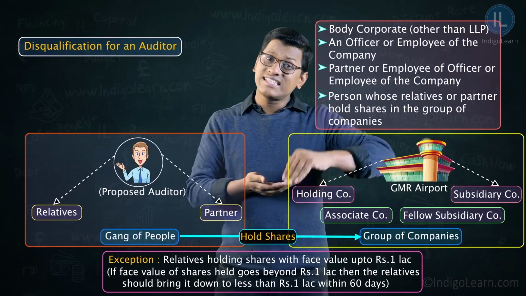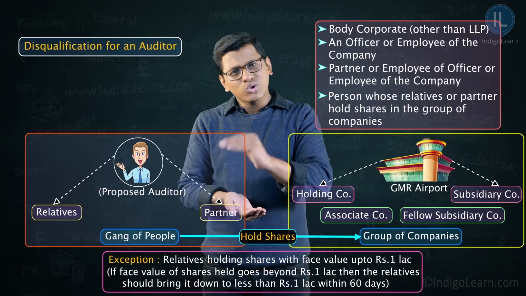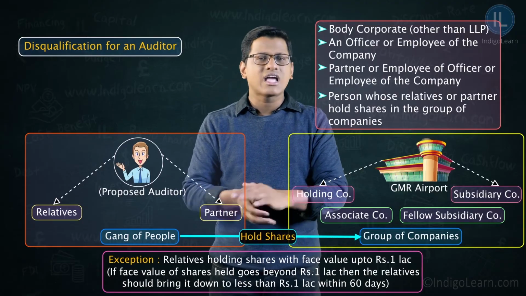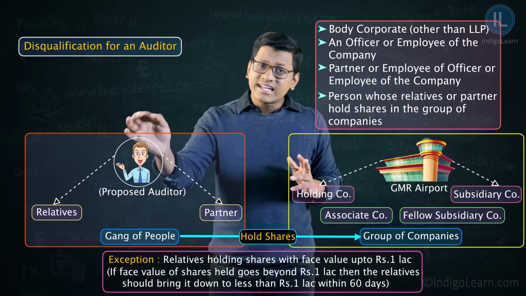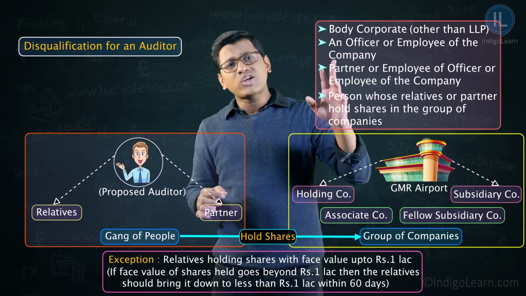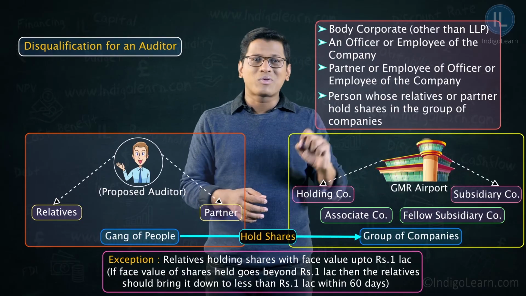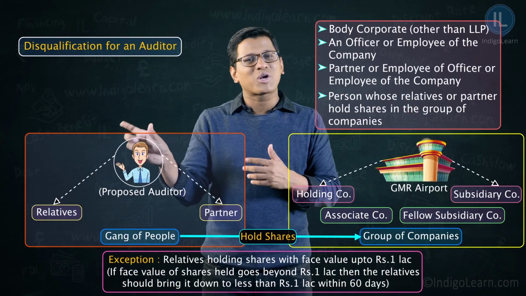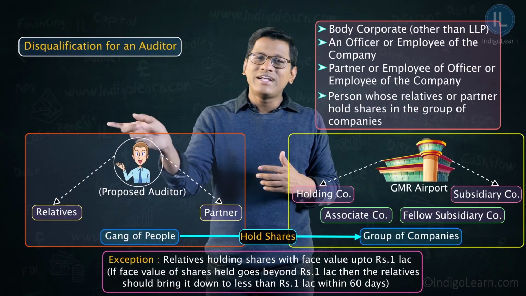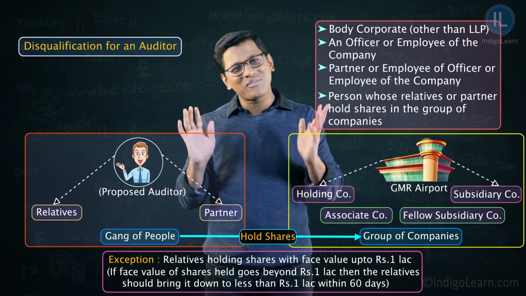But if that limit exceeds 1 lakh, within 60 days, that should be brought down to something which is up to 1 lakh. Now, on the day of appointment, what if I find that the relative has 1,20,000 worth of face value shares in the group company? Then what do we do? Then this person who is proposed to be appointed as auditor will be disqualified from being appointed as auditor of the group. Are we clear about that?